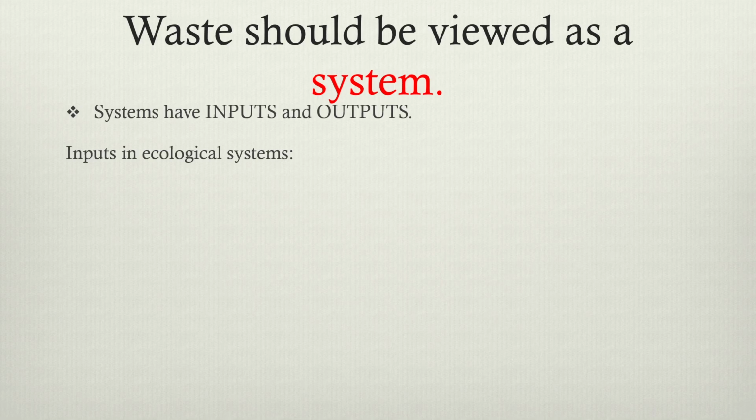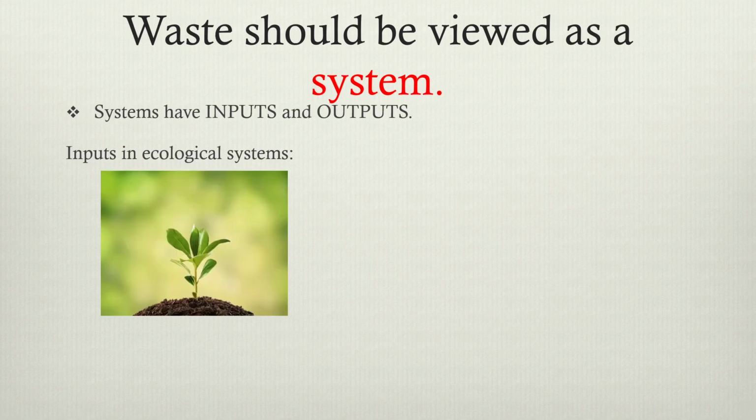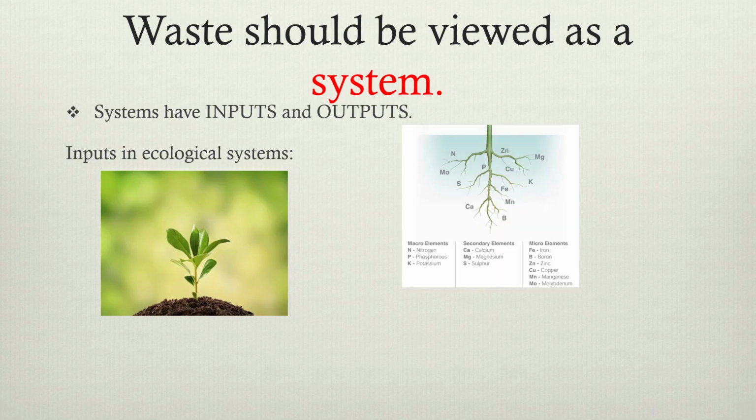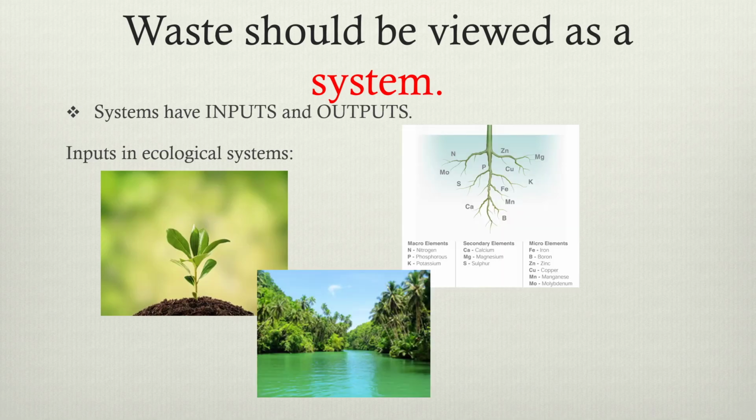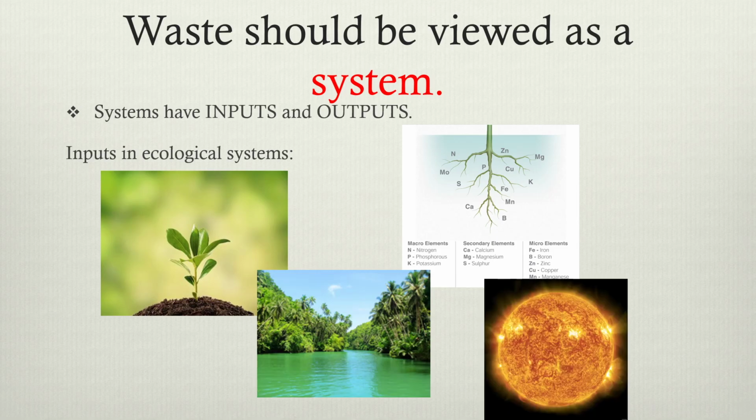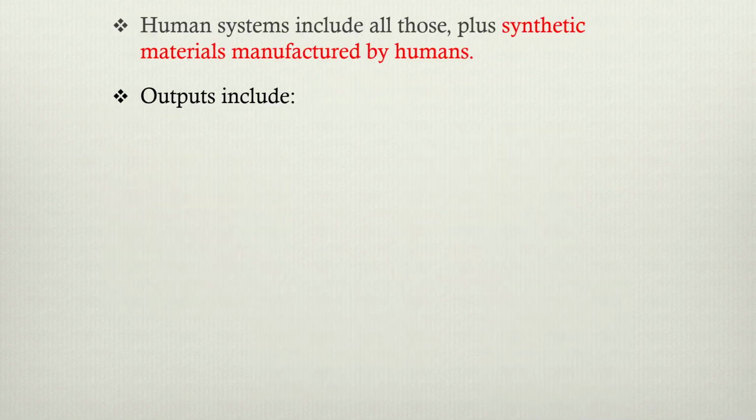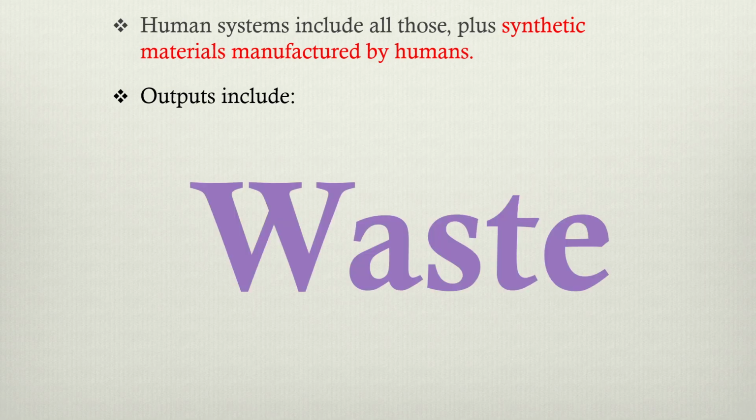So remember to think about waste as a system. Systems have inputs and outputs. As far as inputs coming into an ecological system, you have plants, living matter, roots, water, and energy from the sun. As far as outputs go, for human systems, we include all of those, and then we also introduce synthetic materials that we manufacture. But as far as outputs go, there's waste. There's really nothing else when we're talking about an output coming out of the system.